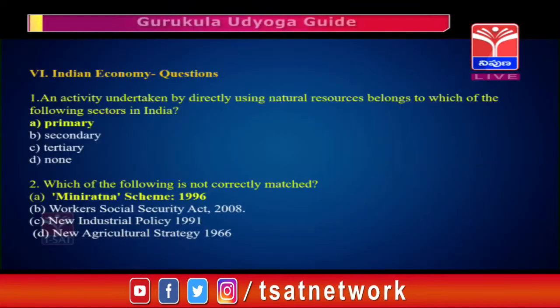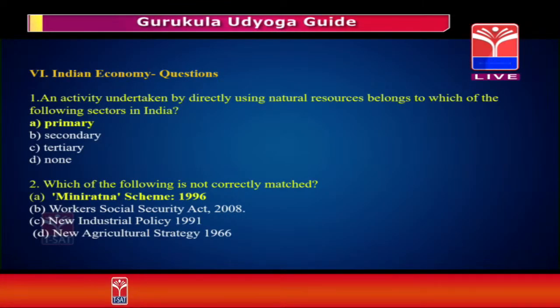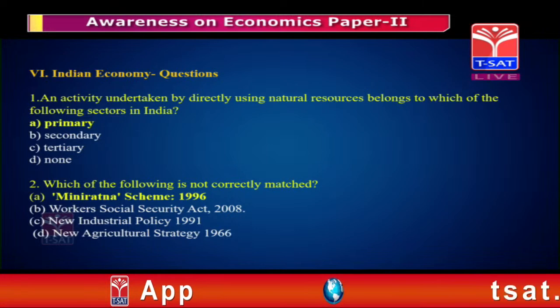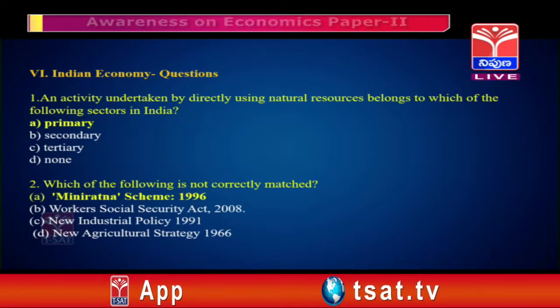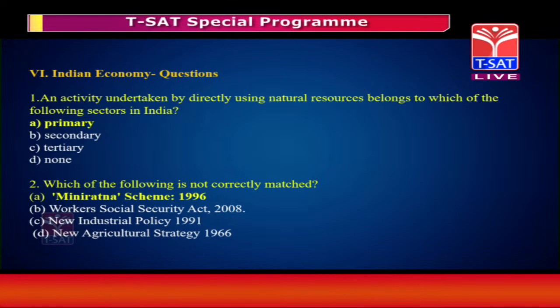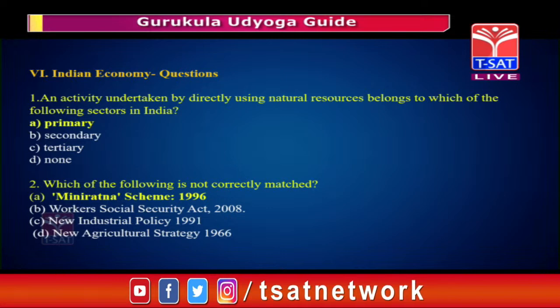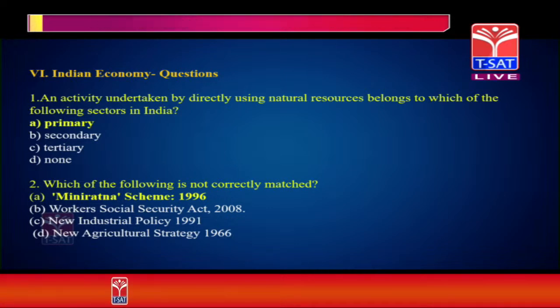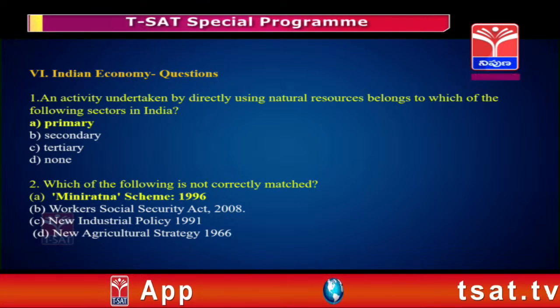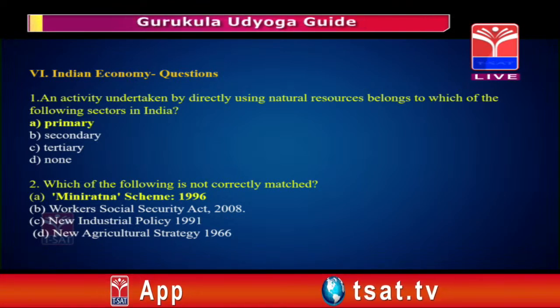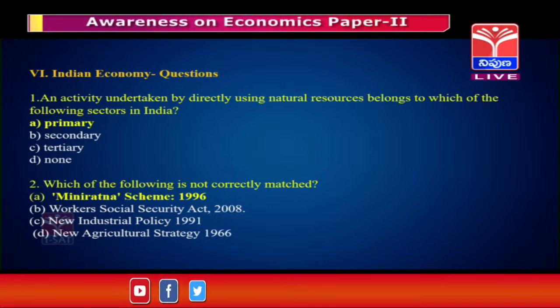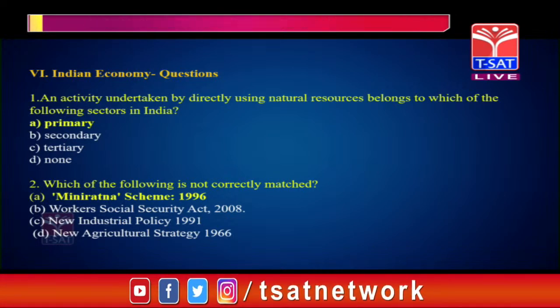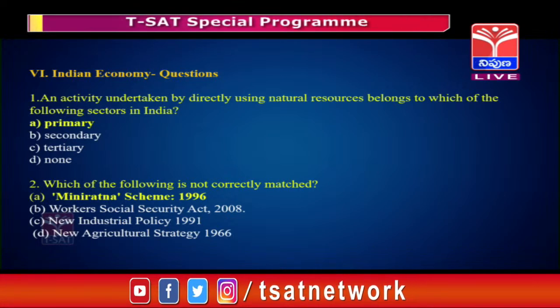An activity undertaken by directly using natural resources. And when we talk about natural resources, it means that we are referring to the primary sector or the agricultural sector. When we talk about natural resources, we are not using that for the secondary or tertiary sector. The second one is, which of the following is not correctly matched? The Mini Ratna scheme is incorrect here, and the workers' social security scheme, new industrial policy, new agricultural strategy are all correctly given here.